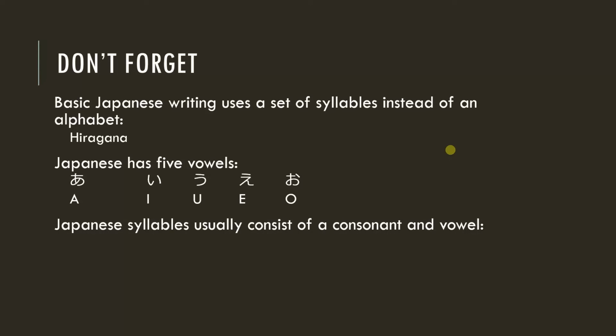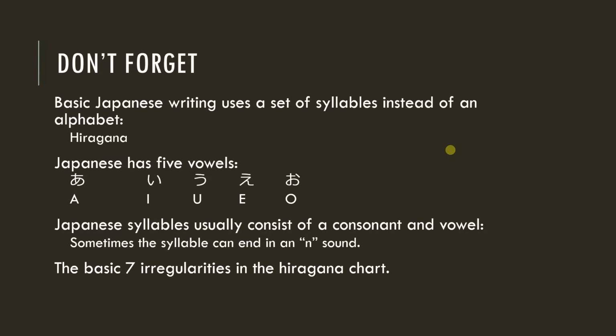The next thing you're going to want to remember is that Japanese syllables usually consist of a consonant and a vowel. Sometimes the syllable can end in an n sound, but that's the only time when a syllable can end in a consonant. And don't forget the basic 7 irregularities in the hiragana chart.